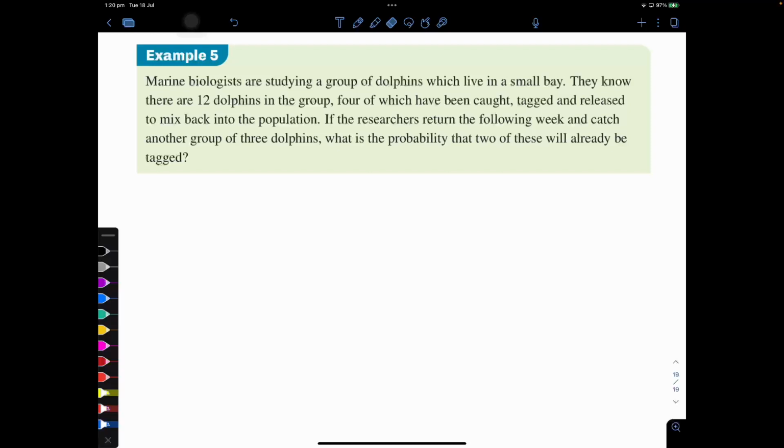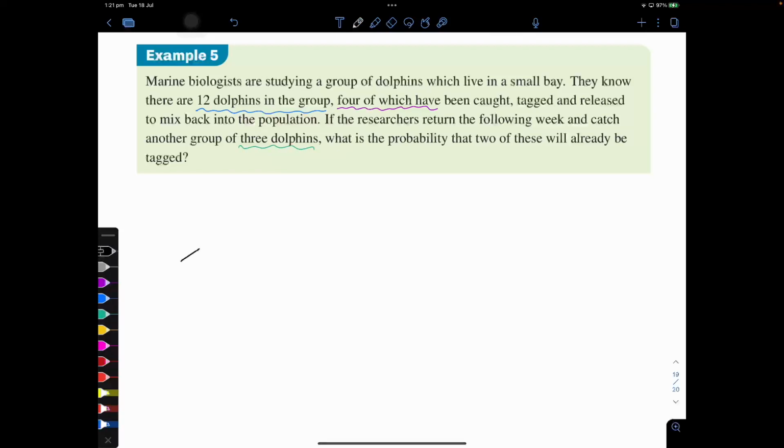How many dolphins do you have altogether? 12. Okay, 12. They caught four of them, tagged them, and then released them. Then they put them back, yes. So, what kind of dolphins are we looking at here? What are the two options? Dolphins which are normal and dolphins that are tagged. Okay. 4 which are tagged, 8 that are not tagged.